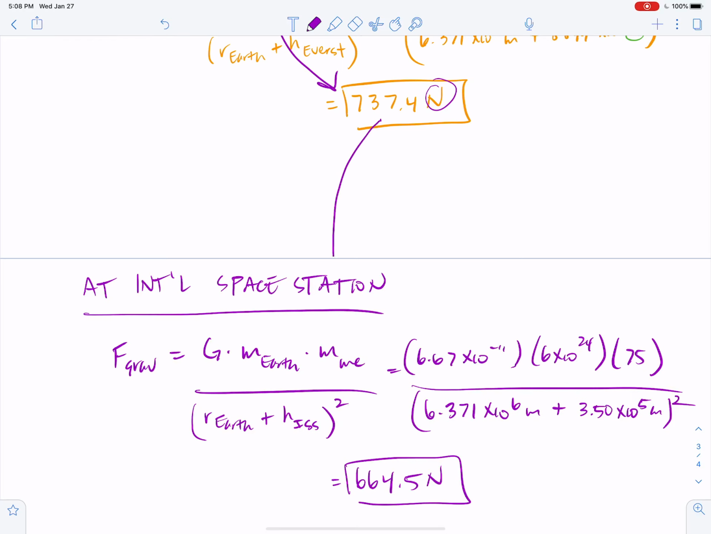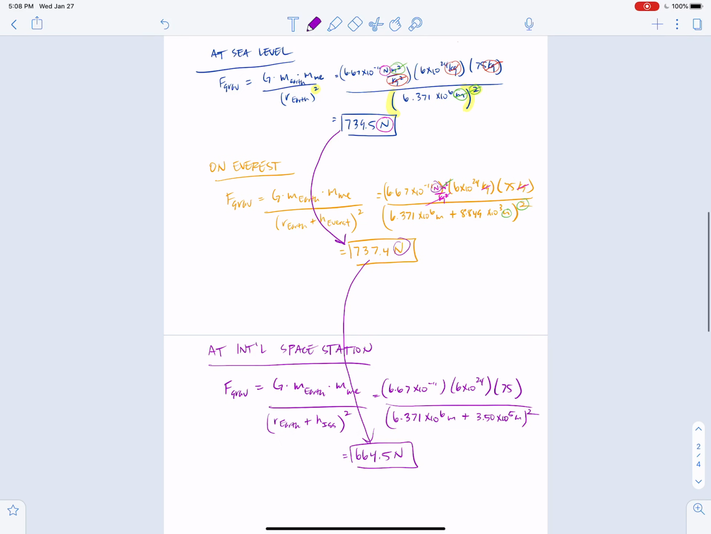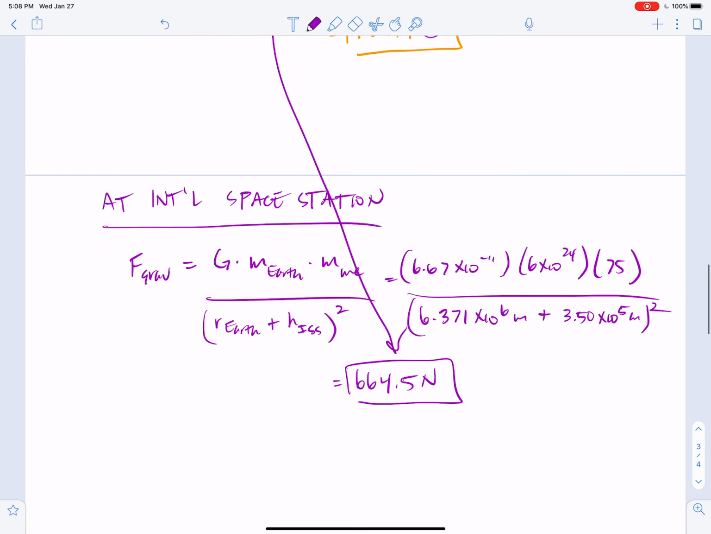So check it out. We're even lighter than at the top of Everest. Okay? And in fact, if we could zoom all the way out, we would notice that we are significantly lighter than at sea level. Okay, from sea level all the way to the International Space Station, we have lost 75 newtons. So this is 75 newtons less than at sea level. And you might be wondering, okay, 75 newtons, I don't totally have a grasp on how much weight that really is. That is approximately 17 pounds.